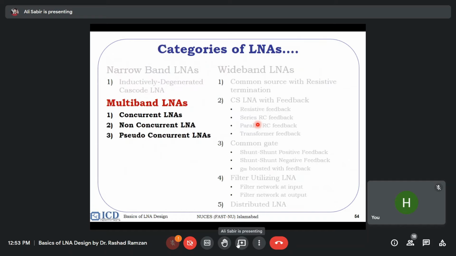The second type of LNAs are multiband. So instead of using one resonance network, people propose that we use multiple resonance networks at input and multiple resonance networks in the load. So we have a multiband response. And there is a concurrent LNA. This means that the multibands appear at the same time, and resonance in both the bands are taking place at the same time. And other is non-concurrent, meaning that you are tuning the resonance network and you are taking a one band and then you are moving to another band.